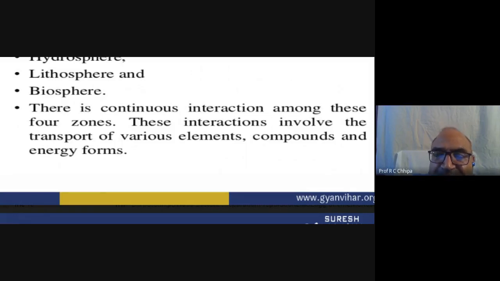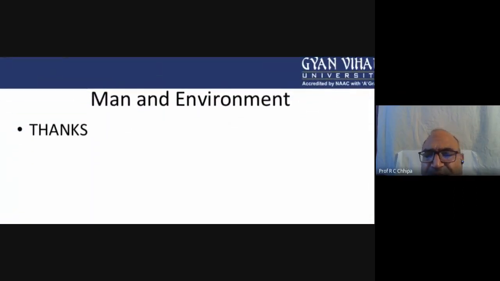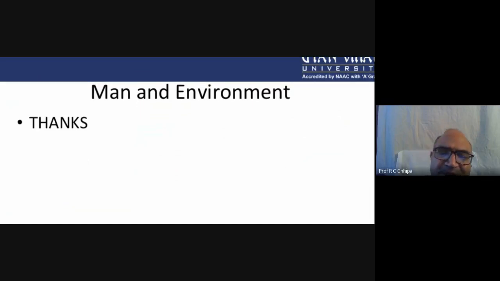Biosphere includes protein, carbohydrate, and the different plants: angiosperms, gymnosperms, pteridophytes, bryophytes, and a number of aquatic plants. That is part of the biosphere. The lithosphere we have already discussed, and the biotic component is the earth part. There is continuous interaction among these four zones. These interactions involve the transport of various elements, compounds, and energy forms. So this is all about man and environment.